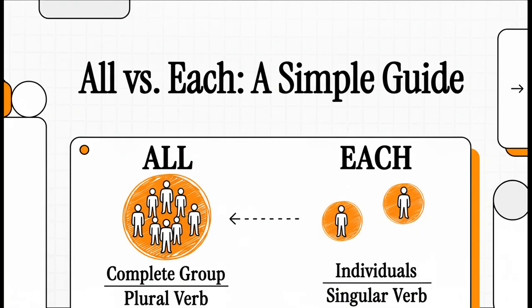Today, we're going to tackle two tiny English words that can cause some surprisingly big headaches. All and each. They seem so simple, right? But the grammar behind them, well, it's pretty specific. So let's jump right in and get it sorted out.